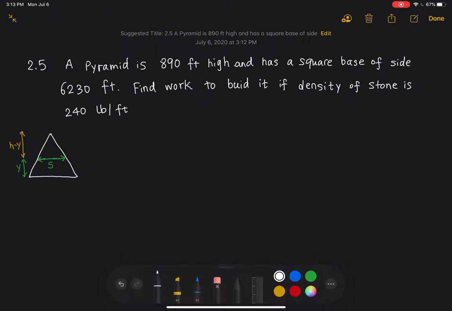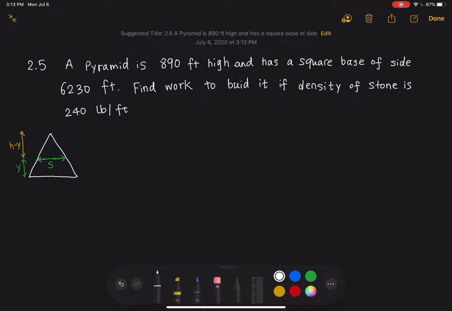Section 2.5. A pyramid is 890 feet high and has a square base of side 6,230 feet. Find the work to build it if the density of stone is 240 pounds per cubic foot.